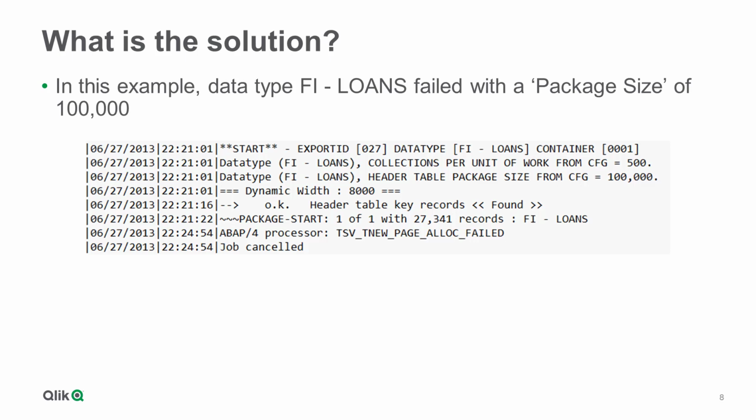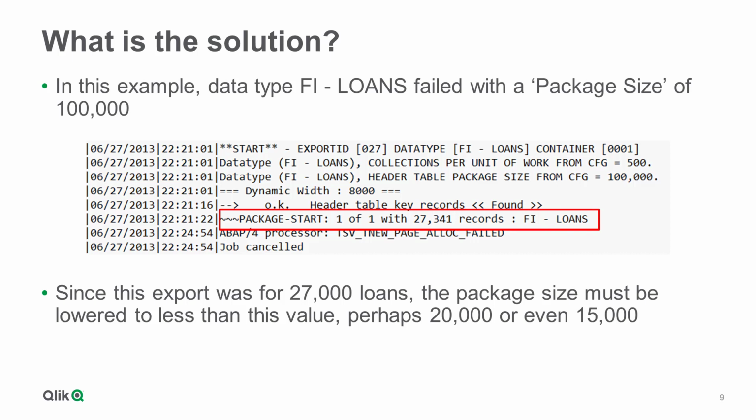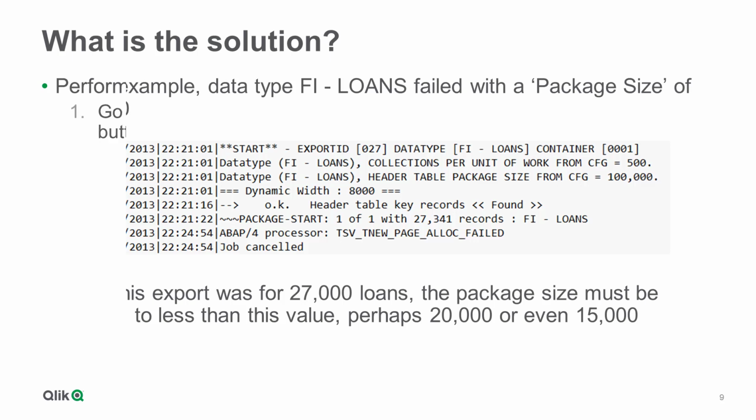Here is another example where FI loans failed with a package size of 100,000. Since this export was for around 27,000 loans, the package size must be lowered to less than this value, and so the recommendation would be to use 20,000 or even 15,000.